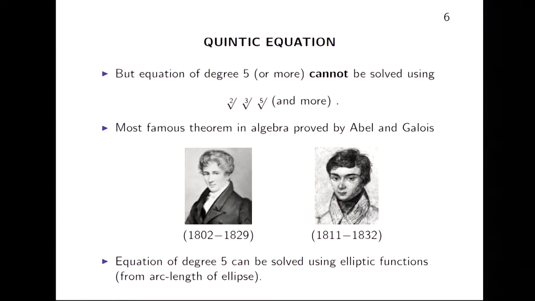And they showed, what's written at the bottom of that slide, that an equation of degree 5 cannot be solved by using square roots, but you have to solve it by using some more complicated functions than just square roots. You have to solve it by using elliptic functions. Now, elliptic functions, as the name suggests, have something to do with an ellipse.